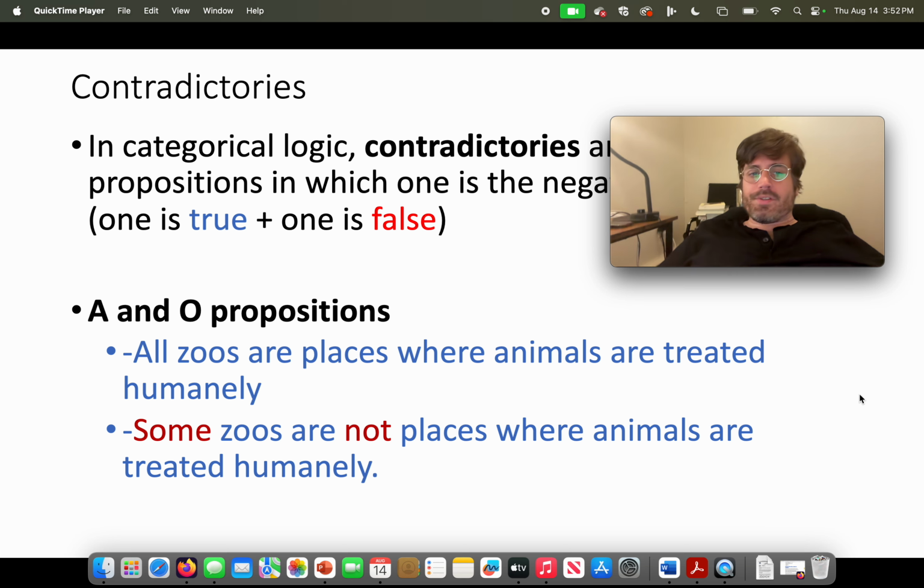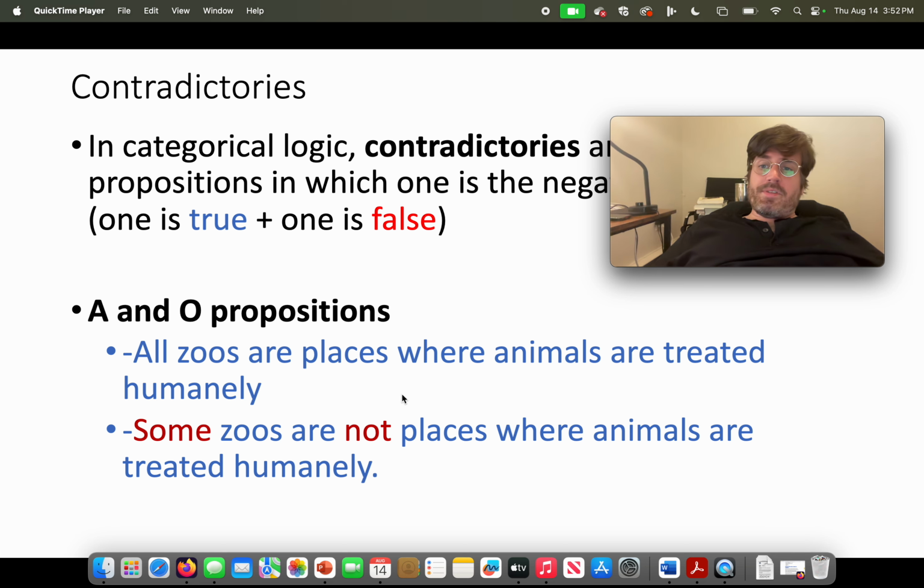All right, so let's see how this looks a little bit. If we have a sentence like this, all zoos are places where animals are treated humanely. This is an A proposition, right? This is a universal proposition where we have universal affirmation. We're saying all zoos, all is our indicator word and zoos is our subject. And then our predicate is this kind of lengthy term, places where animals are treated humanely. So we have an A proposition here in the first sentence.